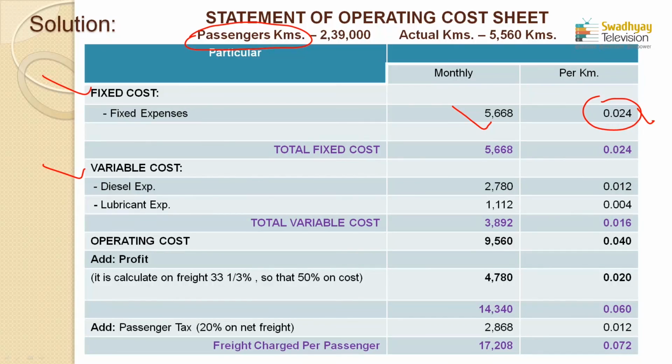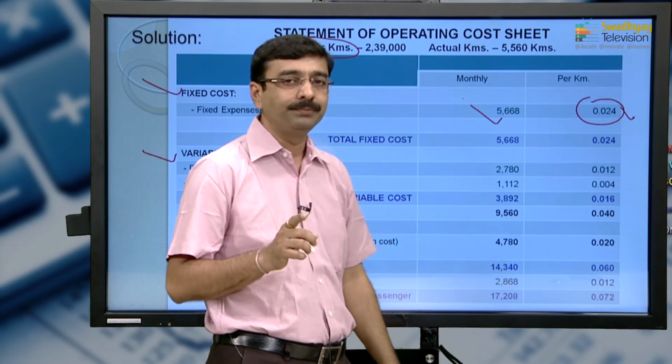So the diesel expense incurred is 2,780. If you want to find out per passenger kilometer, again you need to divide this amount by 2,39,000 passenger kilometers. So your per passenger kilometer diesel cost is 0.012.